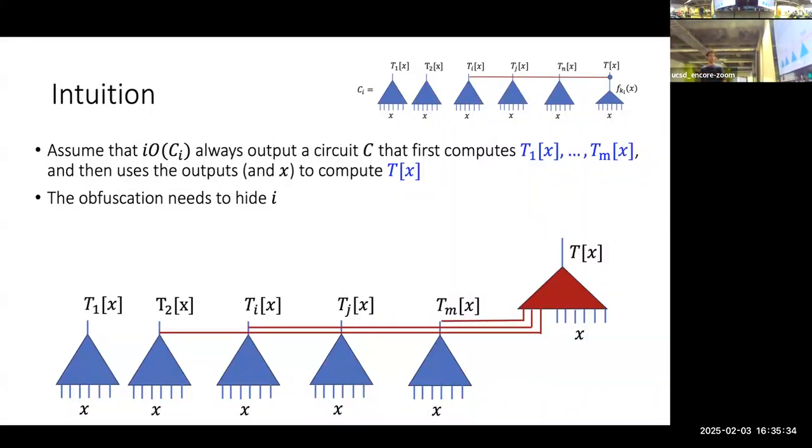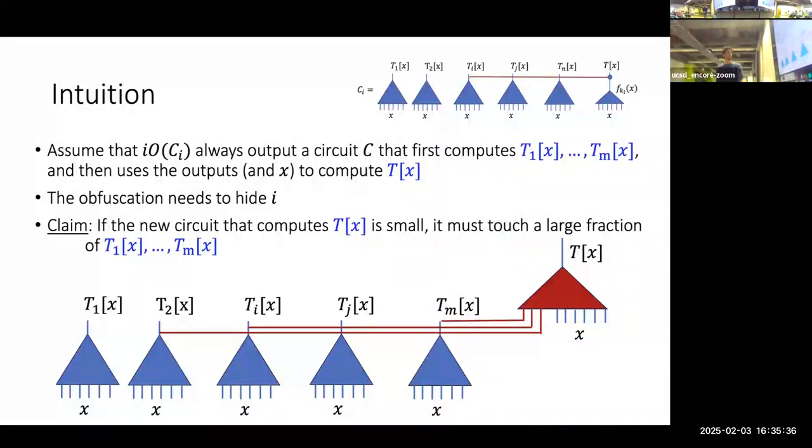Okay? And in this case, the claim is that if the new circuit that computes Tx is small, then it must touch a large fraction of the functions T1 to Tm. And there are many functions that these circuits need to touch on, so it must be that the size of this circuit is large. Otherwise, it cannot touch many functions. So why is this claim true? Why do these circuits need to touch many of these functions?